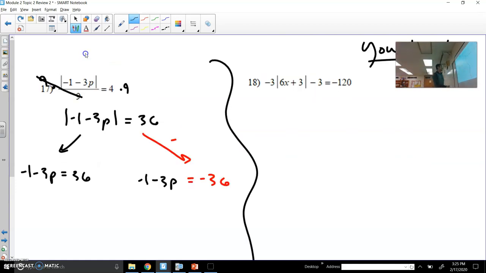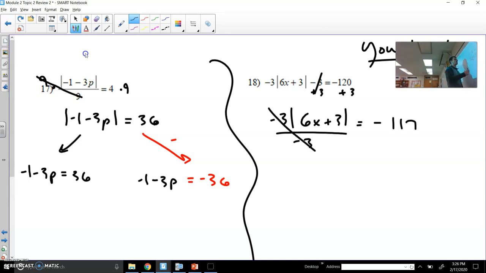The next one, this 9 that's dividing, I'm going to multiply 9 to the other side to get positive 36, and then I split the problem for solving. With this one, let's start by adding 3 over. That would be negative 117. And then we could also divide negative 3 over. Make sure you do not distribute. It is not possible to distribute into an absolute value. That is not good.